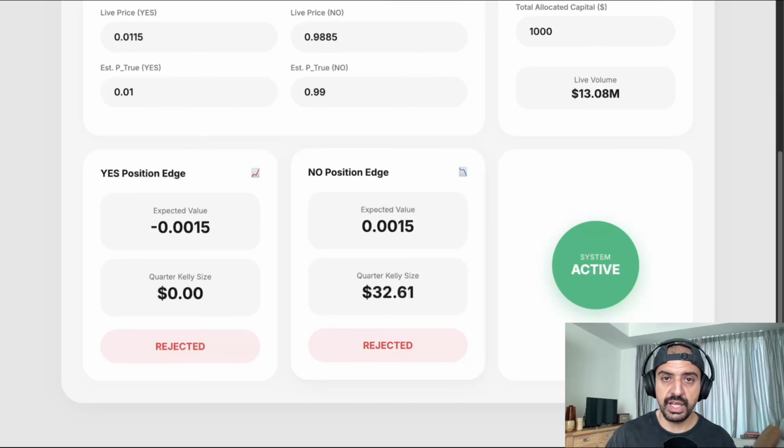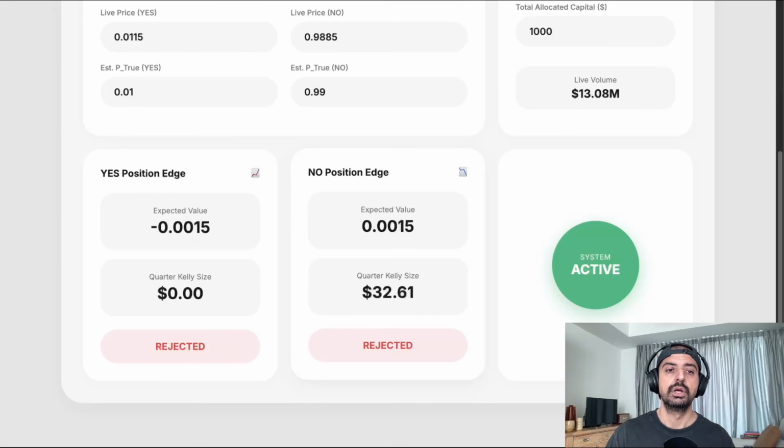If you look at the no position edge, this is currently priced at plus 0.0015. What this means is that since the market is slightly too bullish on a release before June 2026, the no shares are technically undervalued at $0.9885 because the engine thinks they should be 0.99.